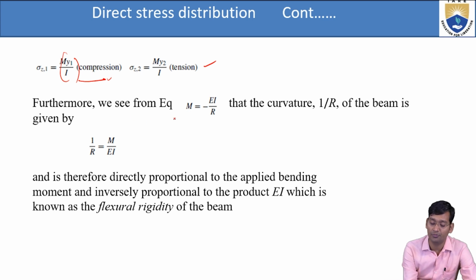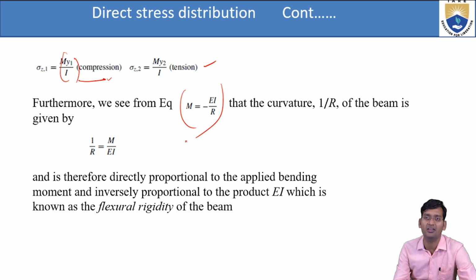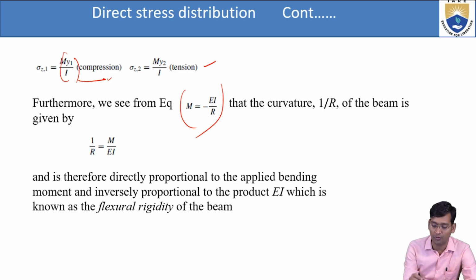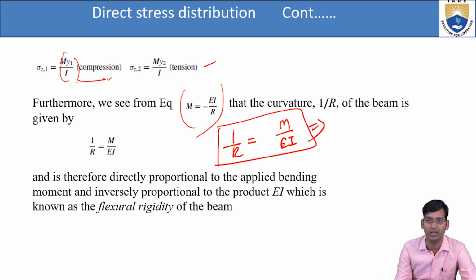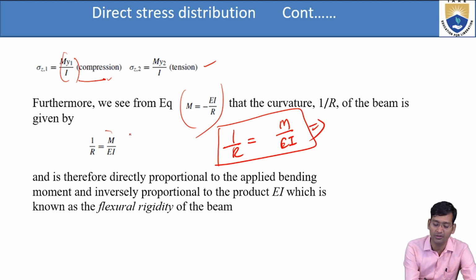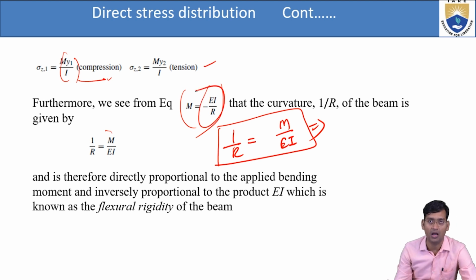Furthermore, we see from the equation that M equals minus EI by R, that the curvature 1 by R of the beam is given by 1 by R equals M by EI. So from this, 1 by R, or radius of curvature, equals M by EI. Or for M we can simply write EI by R, and it is therefore directly proportional to the applied bending moment.